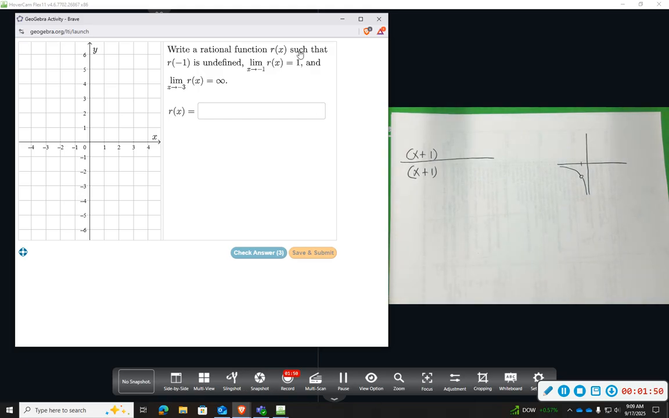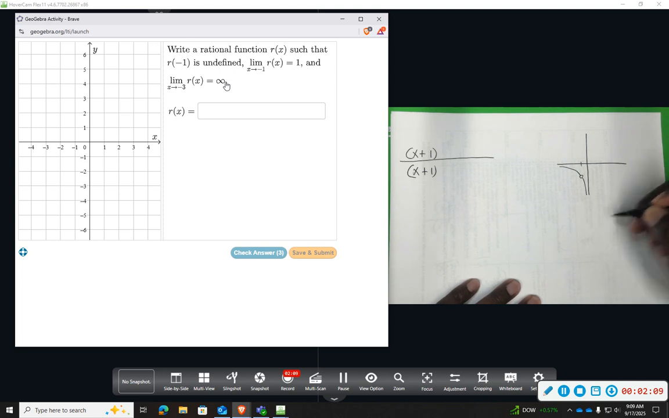Now, as far as the limit is concerned, we can't evaluate the limit until we have the rest of the function. So I'm going to have to skip over this one and then start with this one. We want the limit as we go to -3 to be positive infinity. So we need, again, another rational function.